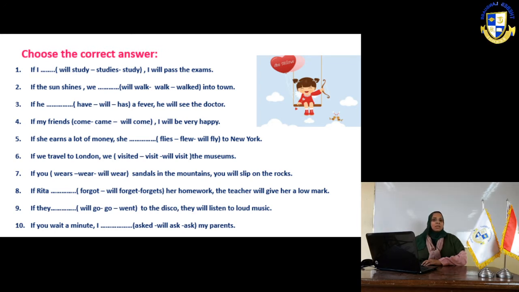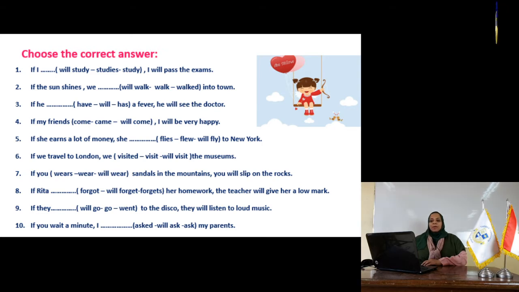Number 2, if the sun shines. Now shines here is the verb. This is the next sentence: we will walk in the town. Exactly, will walk. Number 3, if he a fever, he will see the doctor. If he has, exactly. Why has? Because this is present simple. If he has a fever, he will see the doctor.